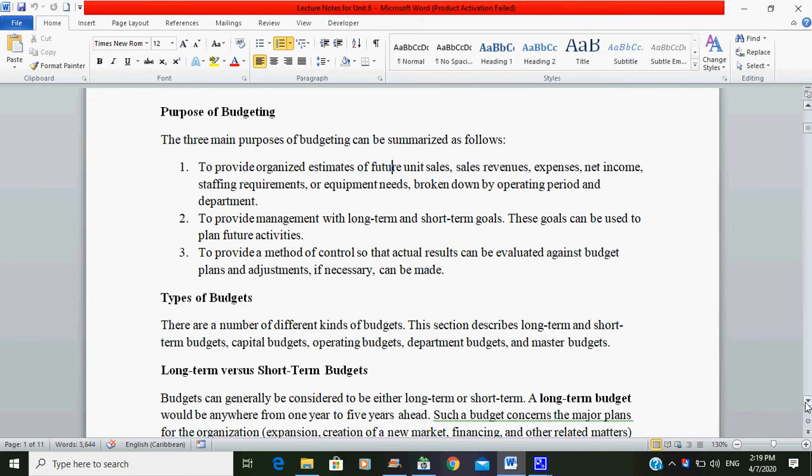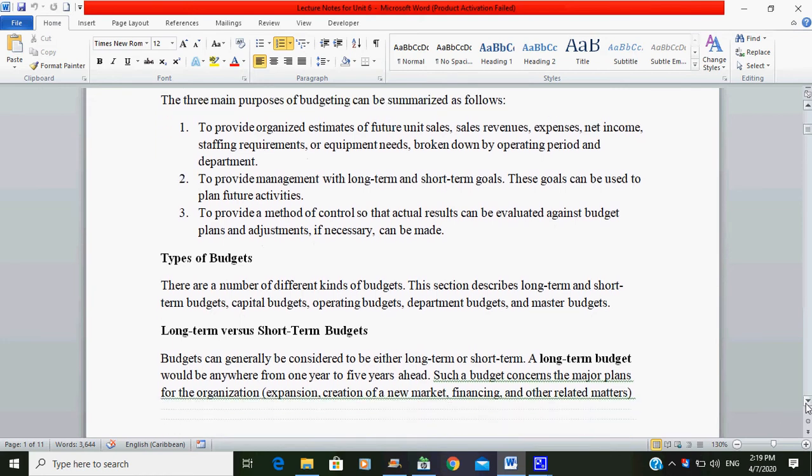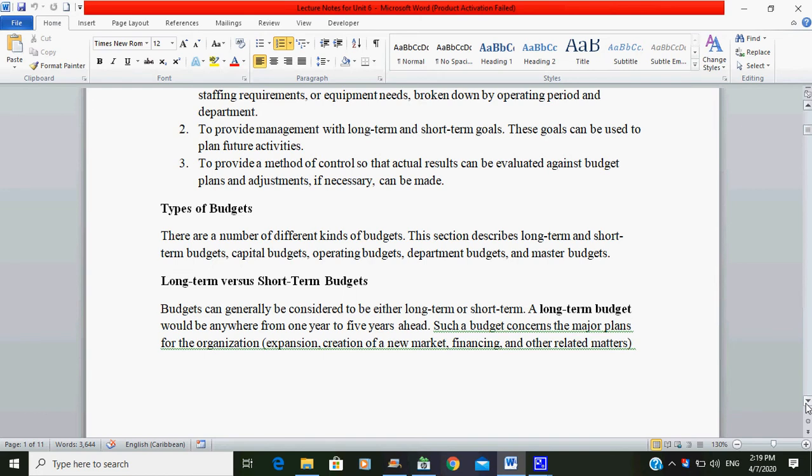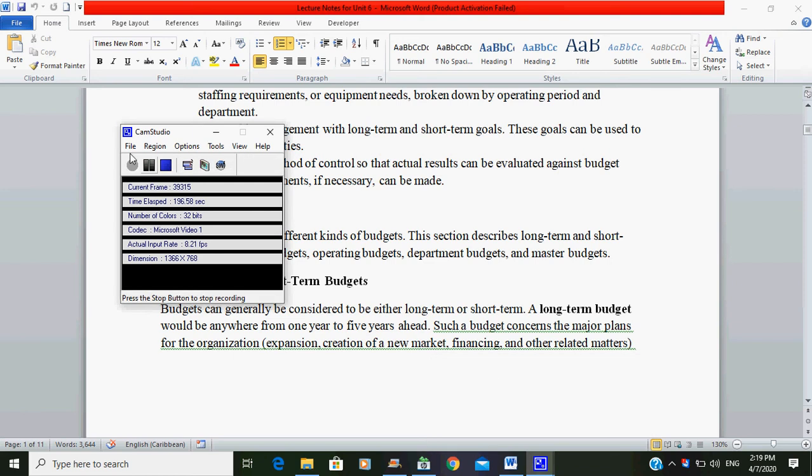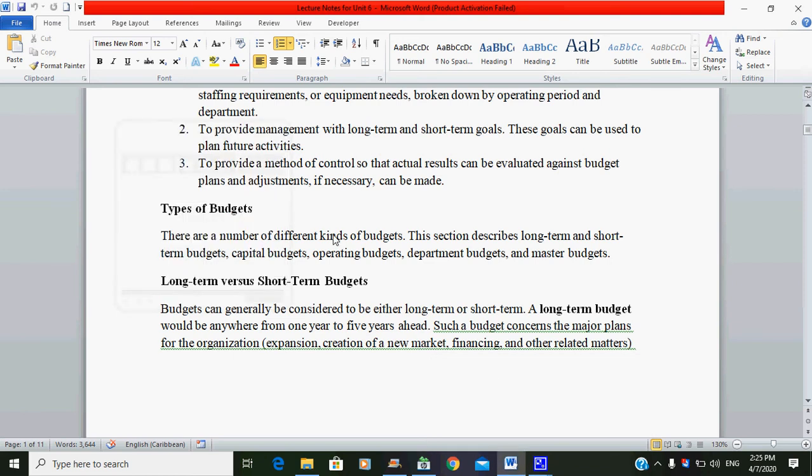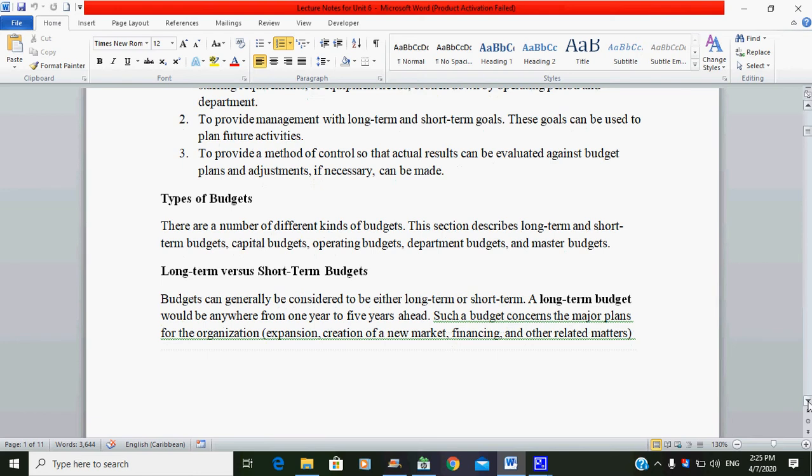Now we look at types of budgets. There are a number of different kinds of budgets. This section describes long-term and short-term budgets, capital budgets, operating budgets, department budgets, and master budgets. Now we look at the first type, which is long-term as compared to short-term.